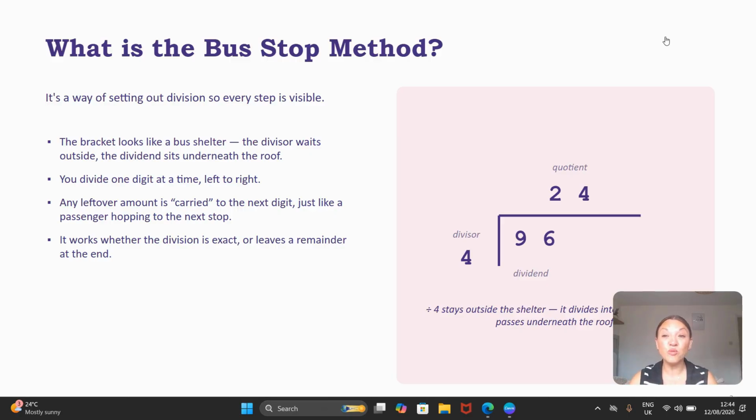So you've got to divide one digit at a time. You can't do it all at the same time because then it gets too tricky. Any leftover amounts are carried to the next digit, and this is just like a little passenger hopping to the next bus stop. And it works whether the division is exact or leaves a remainder. So sometimes it will go into it exactly. Sometimes we'll have a little R next to it, which is our remainder.